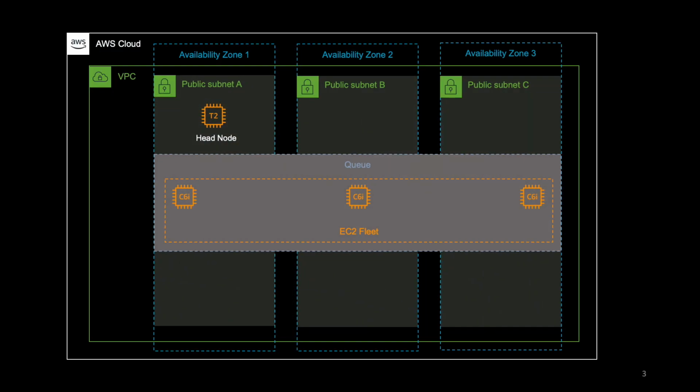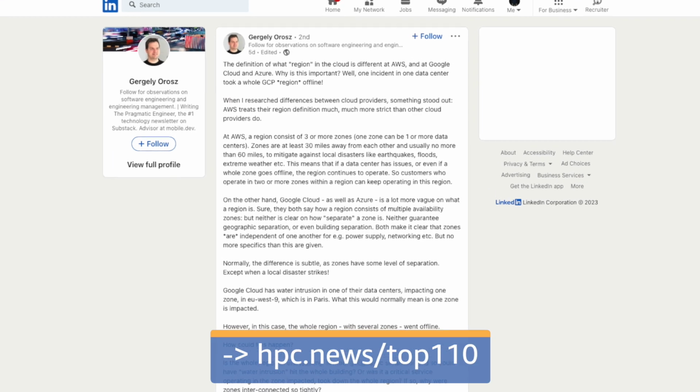Notice that the little EFA box is gone. EFA is designed for low latency communication. It's not possible to use EFA across availability zones. This is where we've got to explain it. These availability zones are miles apart.